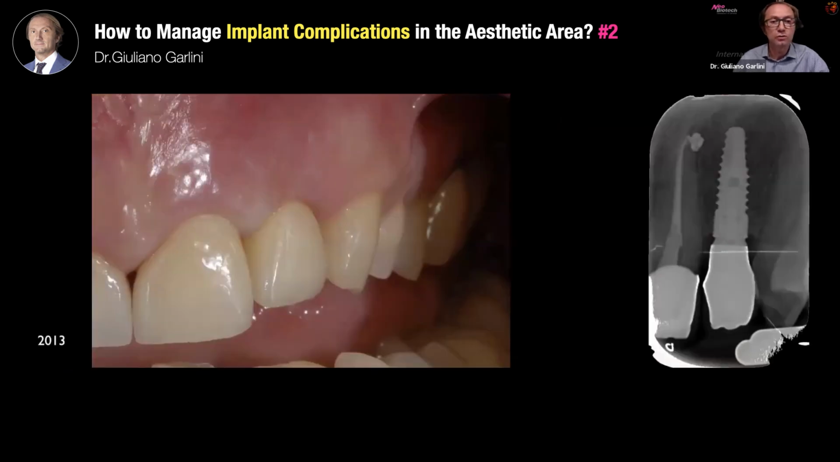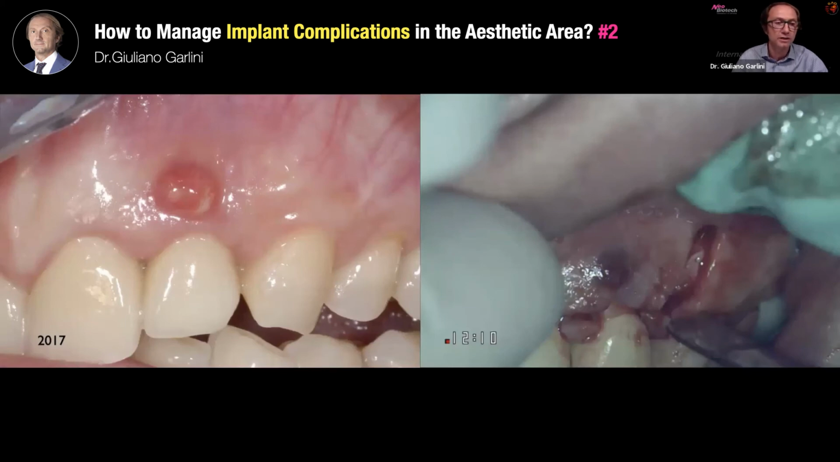So let me show you a case of peri-implantitis in this lateral incisor. I treated this case in 2013, and after 4 years, the patient came to my office with this fistula, with suppuration, with bleeding on probing. So I know that in this case, we must perform a surgical therapy, although we are in the anterior area. And if you have to perform a surgical therapy in this area, you must utilize a minimally invasive approach.